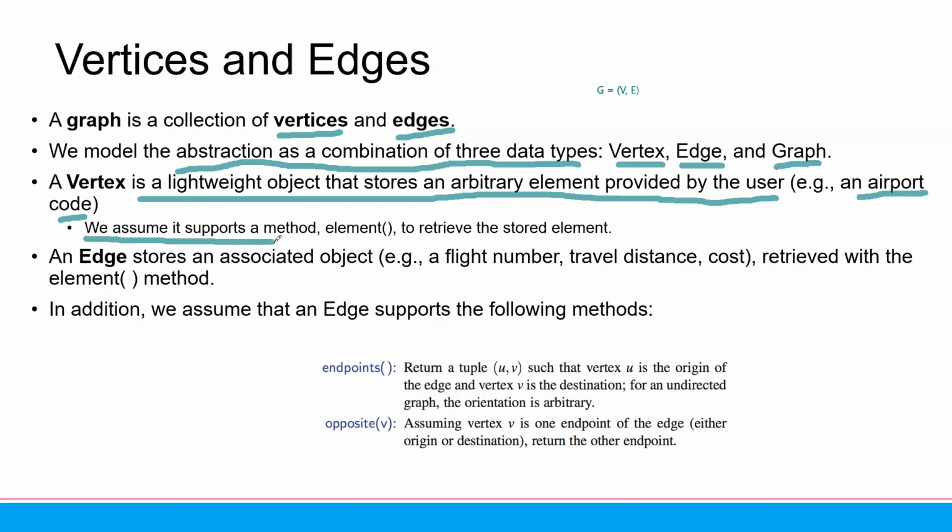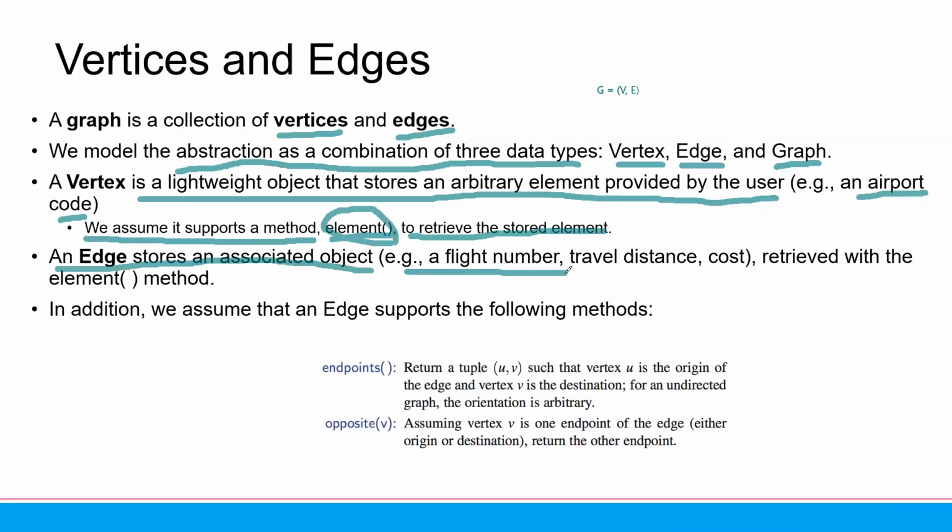We assume it supports a method, an element, to retrieve the stored element. A vertex is the concept in the graph, but we need to give the information. What is the meaning of the vertex? Is it a place? Is it a building? Is it a city name? Is it an airport? Or is it a supermarket, etc.? So there should be one element to indicate what the vertex is. An edge stores an associated object.